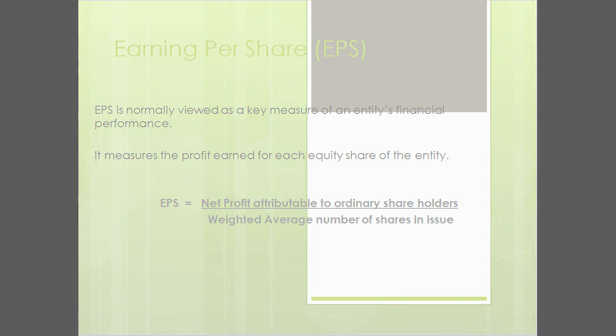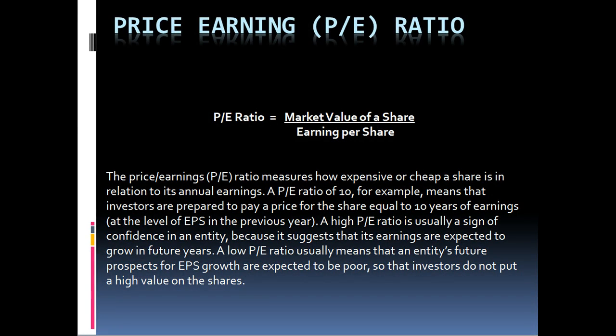Let's move on towards another one, the price earning P/E ratio. The price earning ratio measures how expensive or cheap a share is in relation to its annual earnings. A P/E ratio of 10, for example, means that the investors are prepared to pay a price for the share equal to 10 years of earnings at the level of EPS in the previous year.